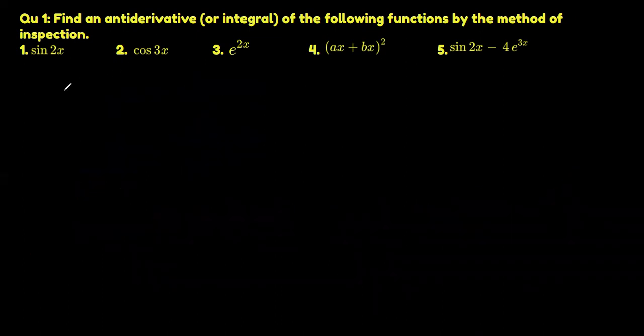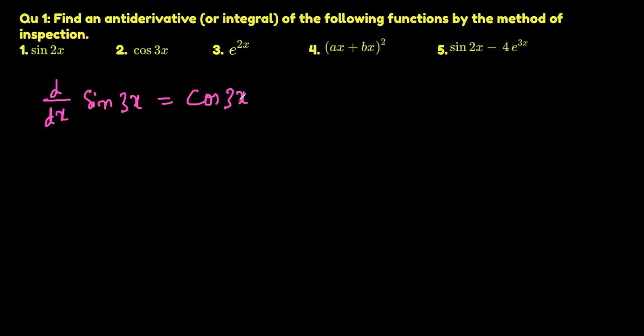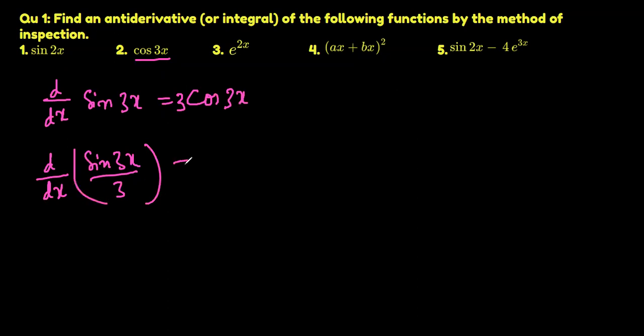Let's take the second one, cos 3x. Similarly, let's differentiate a function whose derivative is cos. We know sine 3x, its derivative would be cos 3x times 3, because of the chain rule, you differentiate the 3x also. So 3 times cos 3x. But we need only cos 3x. We can divide both sides by 3, and we can write our expression as d by dx of sine 3x divided by 3. This is the same as 3 cos 3x divided by 3.